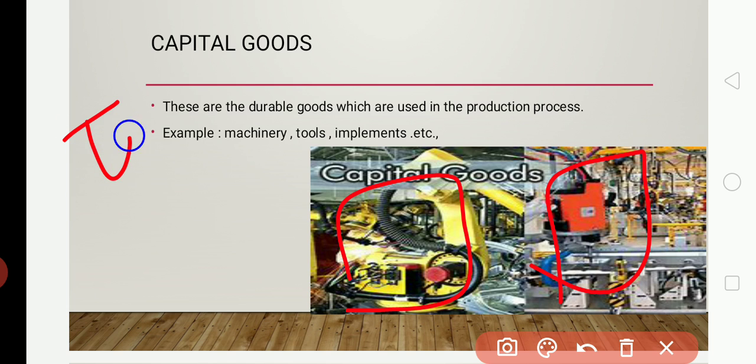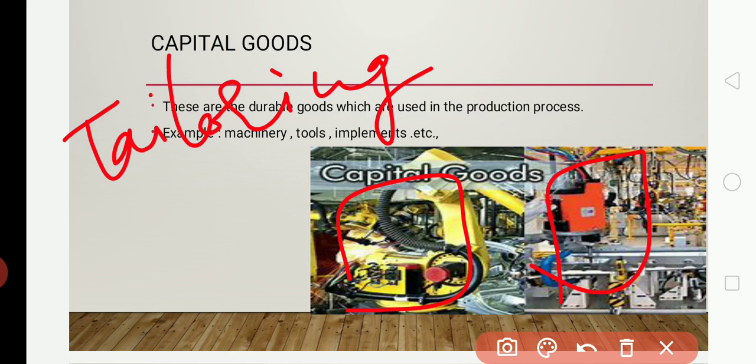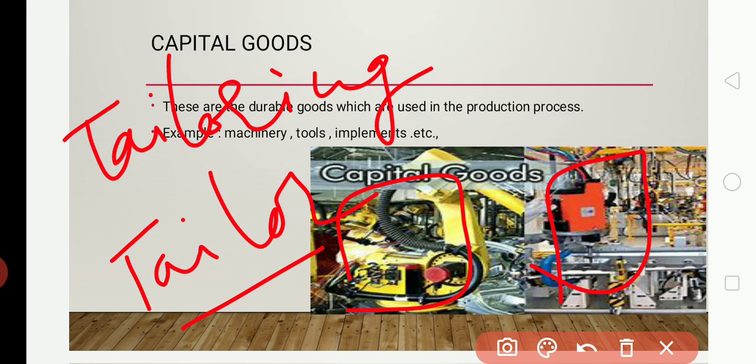The tailoring machine is produced by some company, some producer has produced it. Who's using that? Tailors are using it. Have you understood? The tailoring machine is produced by some company, that is, by some producer, and used by some other producer. The tailoring machine is used by the tailor to stitch cloth. It may be a tool or a machinery or an implement which is used for some other producer's purpose.